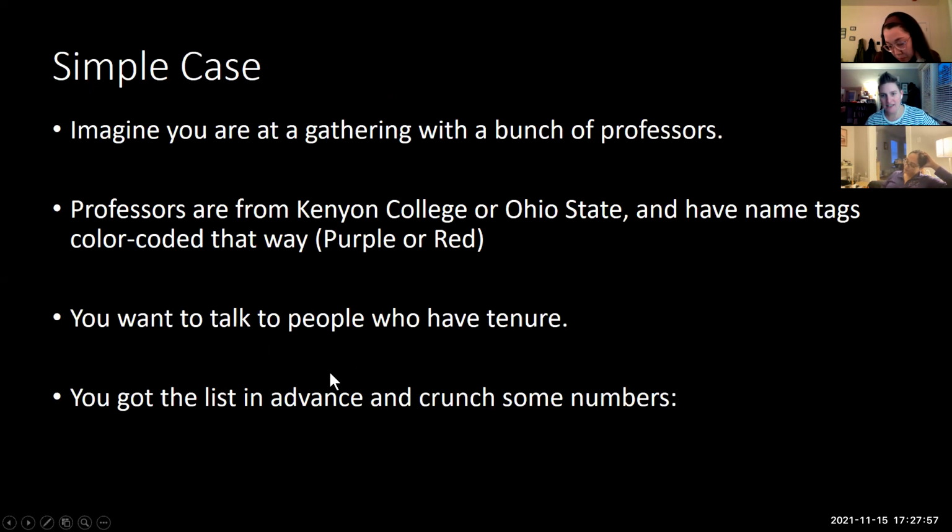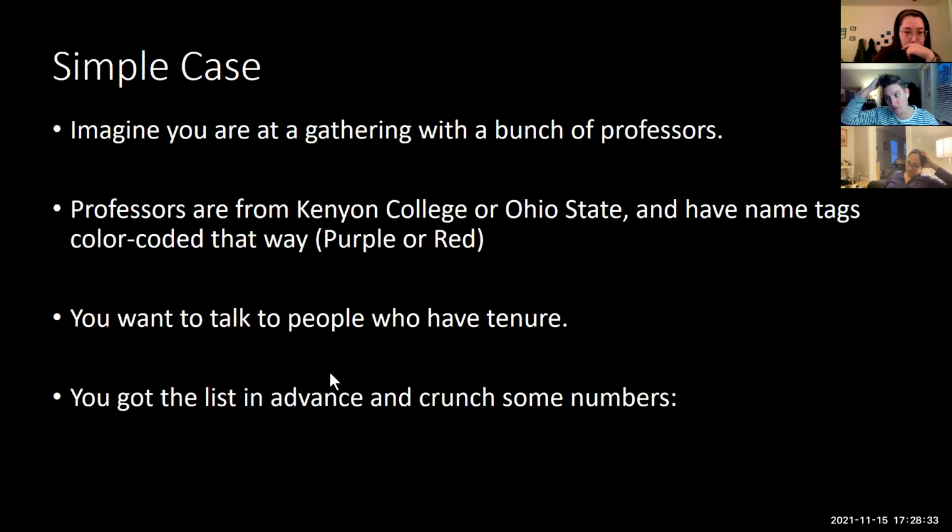Okay, so I have this example we're going to walk through. So we're going to say that you've gone to some sort of event or gathering, maybe like a conference, and there are a bunch of professors there. And you've got professors from 2 different Ohio colleges and universities. You've got Kenyon College represented. They're up in Gambier, Ohio, a little private university. And then you have Ohio State University. Now, just for imagination, we're going to pretend that they all have color-coded name tags so you can tell on site whether someone's from one of those universities or not.